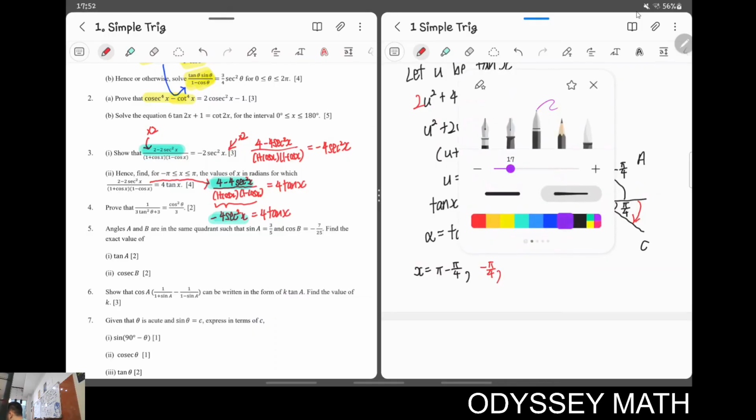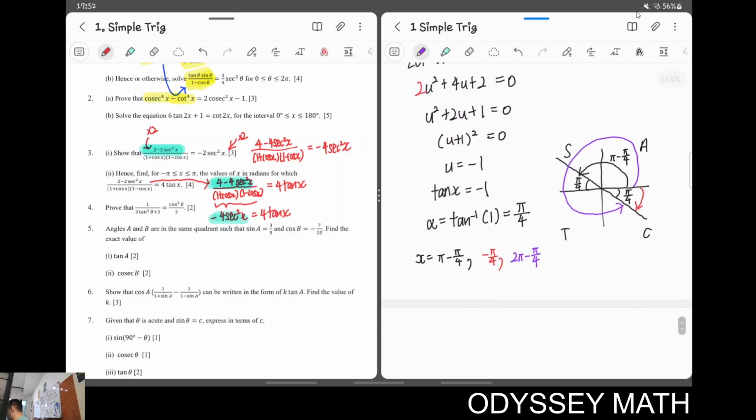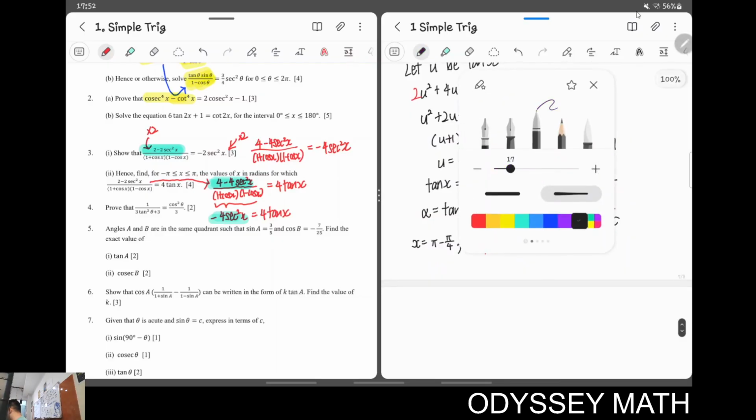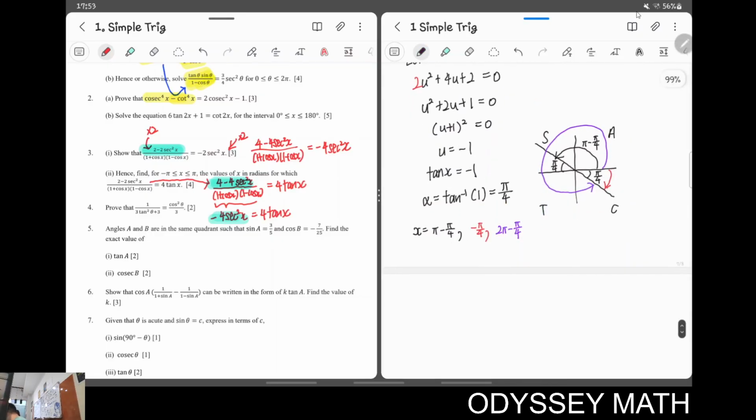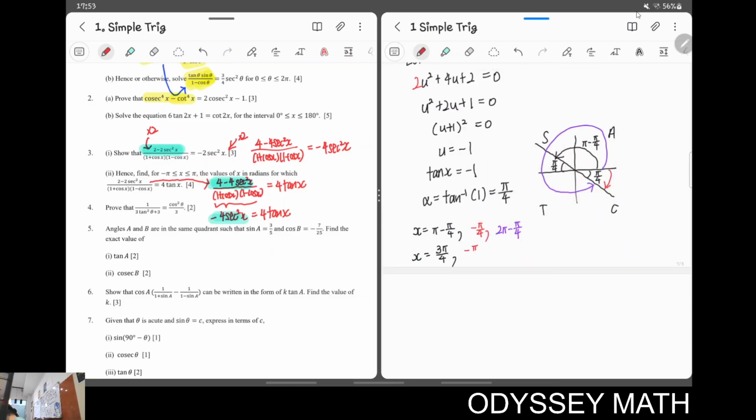Some student asked me before, teacher, why don't you want to consider this angle here in purple? 2 pi minus pi over 4. Because in my solution that time, I did not include this. Anyway, I will tell the student, let's just include it. It's fine. So what I'm going to do here is x will be equal to 3 pi over 4, minus pi over 4, and then 7 pi over 4.